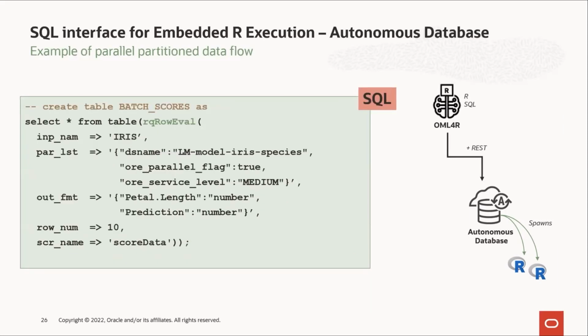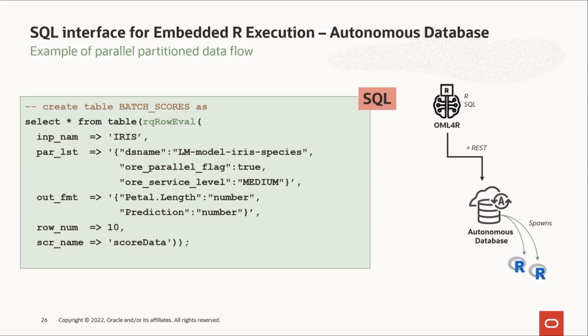Now here's the corresponding SQL invocation using RQRowEval on Autonomous Database. We have the data table name iris, our parameter list is a JSON string, which specifies the medium service level, and that parallelism should be enabled. We specify the output format indicating the structure of the result to be returned, and in the row num argument, we indicate that 10 rows should be processed at a time in each invocation, and the source name argument to specify the UDF in the script repository is named score data.